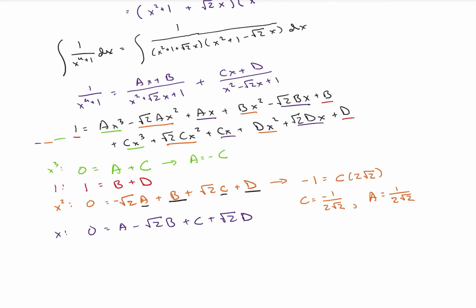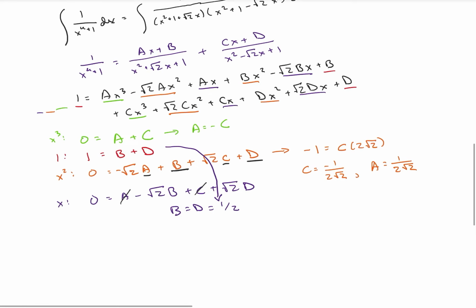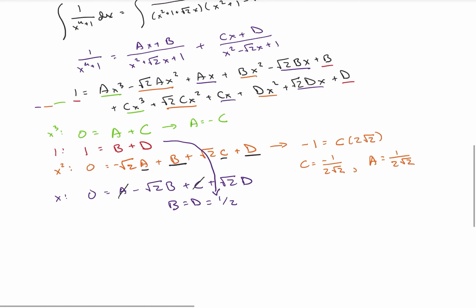I already know that a and c are opposite signs, so these two are going to cancel, and I'm going to be left with b equals d. But since I already know that b plus d is 1, that means b and d are both 1/2. So what I've just determined is my partial fraction decomposition.